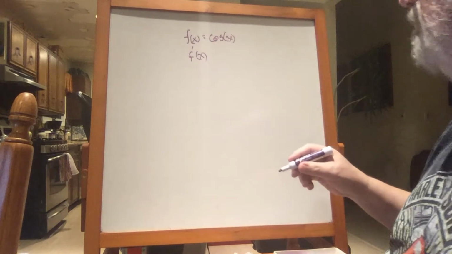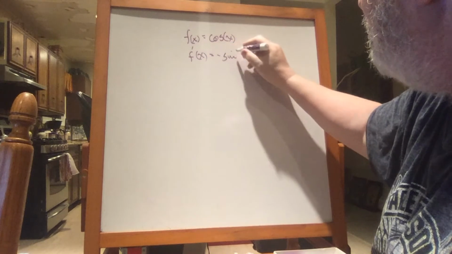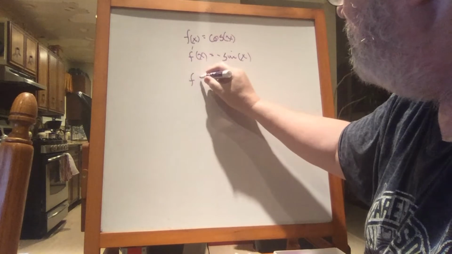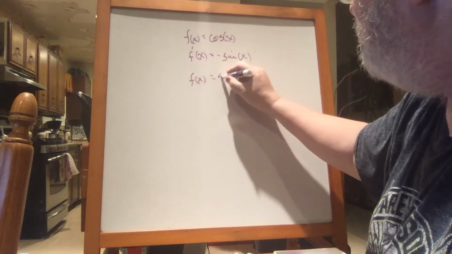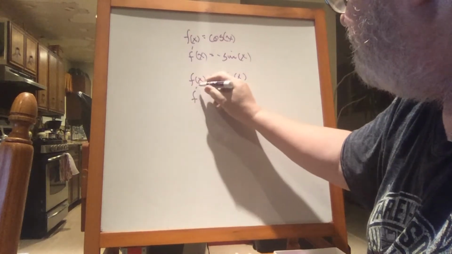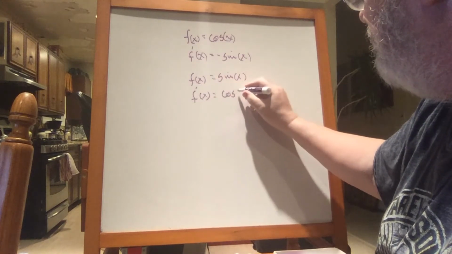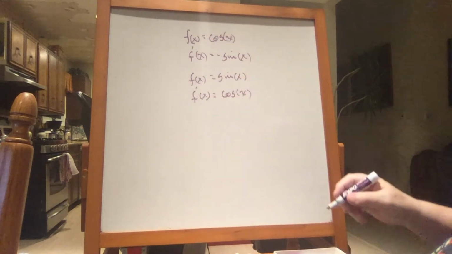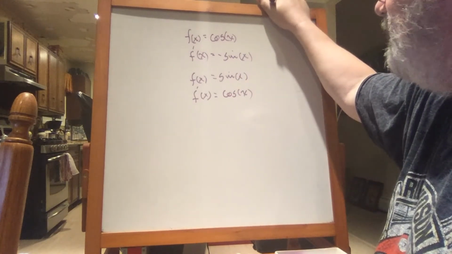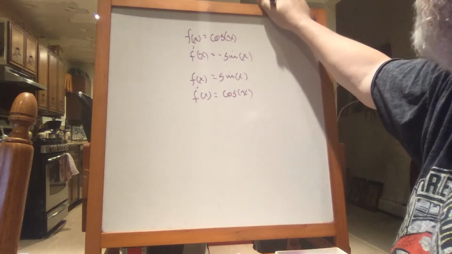The derivative f prime of x equals minus sine of x. And when f of x is the sine of x, the derivative f prime of x is the cosine of x. Now, we can use these to find the derivatives of the secant, the cosecant, and the tangent.